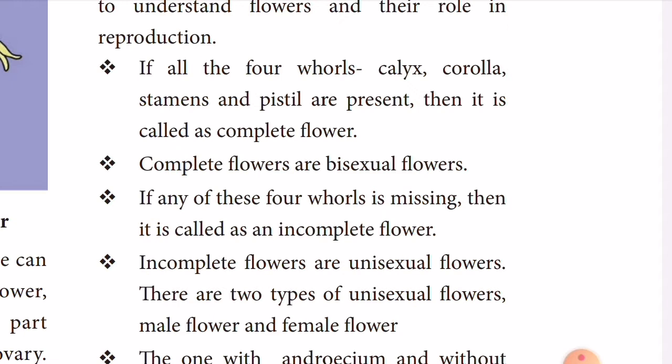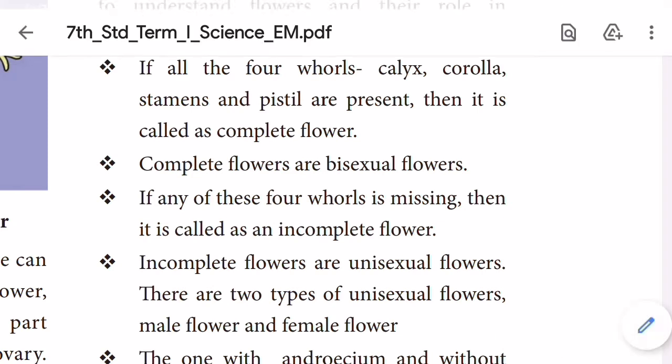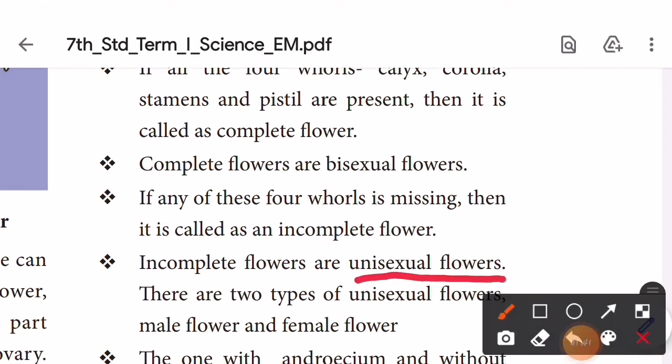And if any one of these four folds is missing, that is called an incomplete flower. So if all four folds are present, that is called a complete flower, which is a bisexual flower. If the four folds are missing, then it is called an incomplete flower. Incomplete flower is known as unisexual flower.